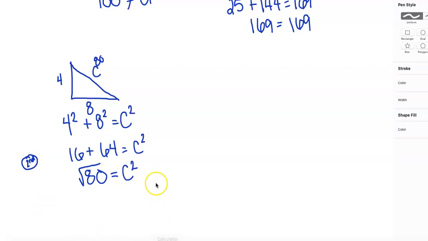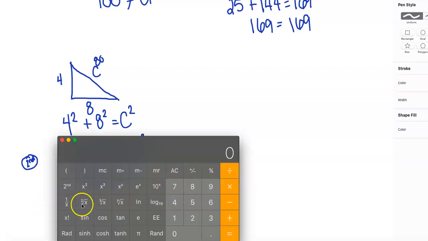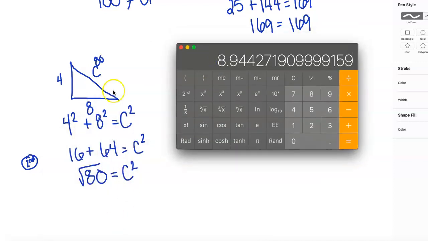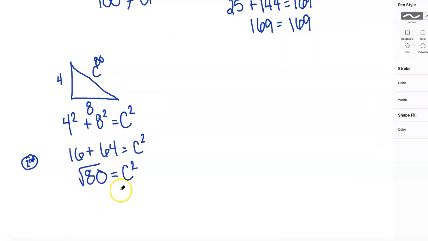Or let's see here, can I get my calculator to come up? On your calculator, you hit, hold on. No, okay. Type in 80 and then your square root, and it comes up 8.9.